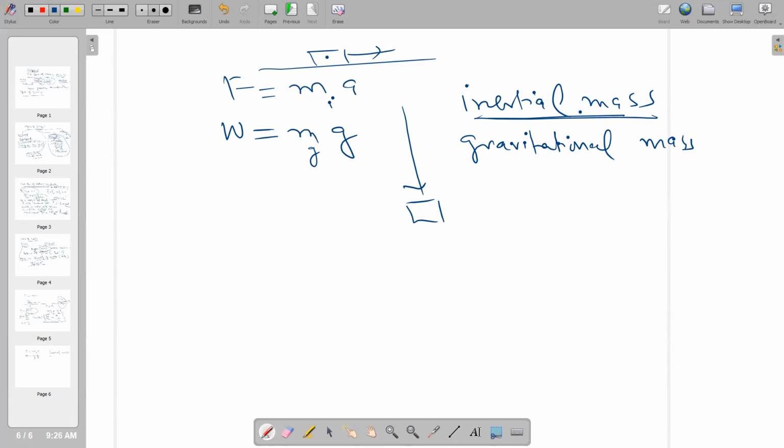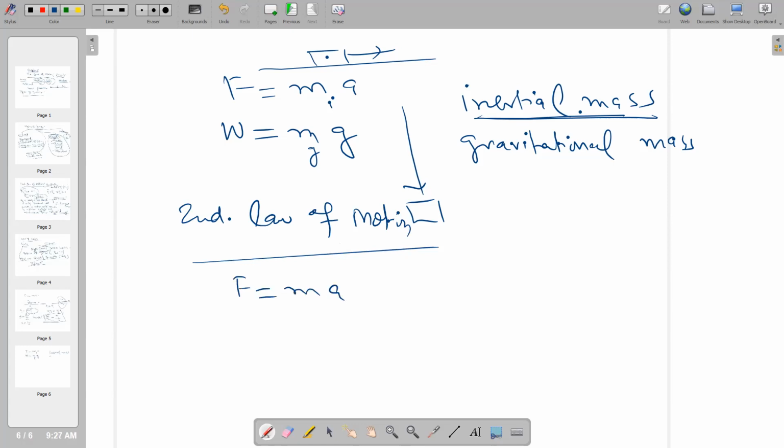Now I'm moving towards the second law of motion. Actually, Newton didn't say that F = ma. This is Newton's second law? No, this is the equation to find the acceleration, or the equation to find the force. But Newton said that force is equal to delta P over delta t. And this is called the rate of change of momentum.